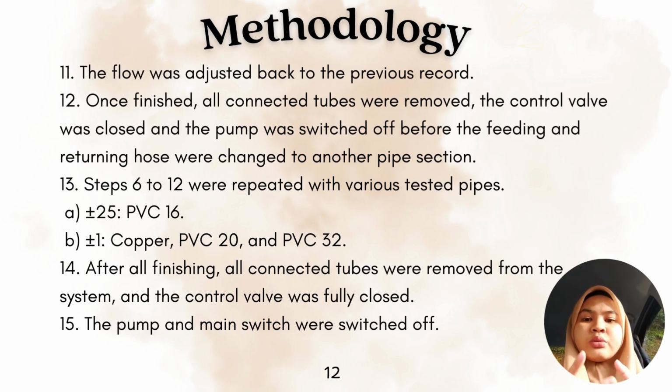Steps 6 to 12 were repeated with the various tested pipes. It is plus minus 25 millimeter for PVC 16, and then plus minus 1 for the copper, PVC 20, and PVC 32. After all finished, all connected tubes were removed from the system and the control valve was fully closed. And last one, the pump and the main switch were switched off.